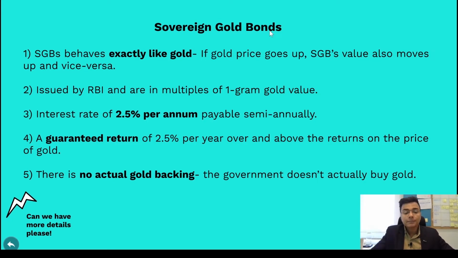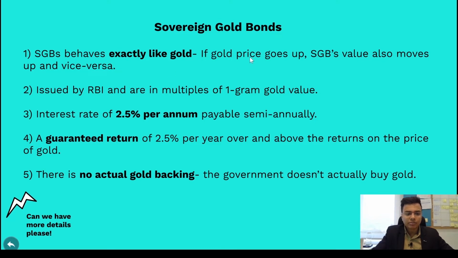And most importantly, you should understand that in this case, there is no actual gold backing. Compared to Gold Bees, when you give your money to Gold Bees ETF, they go and buy real gold, physical gold, and they keep it in locker. But that's not the case with sovereign gold bond. The government doesn't buy gold with your money. So you should know this, that there is no gold backing.